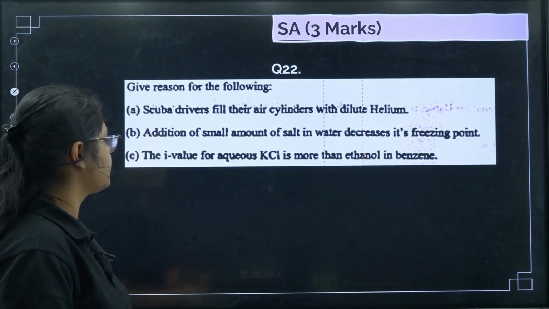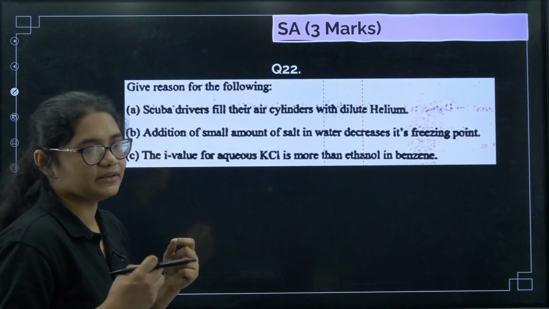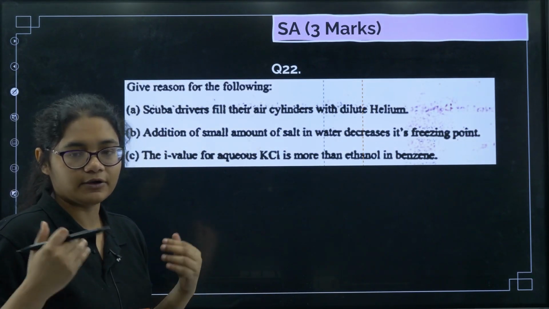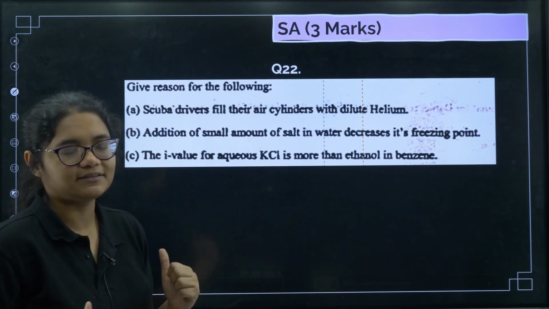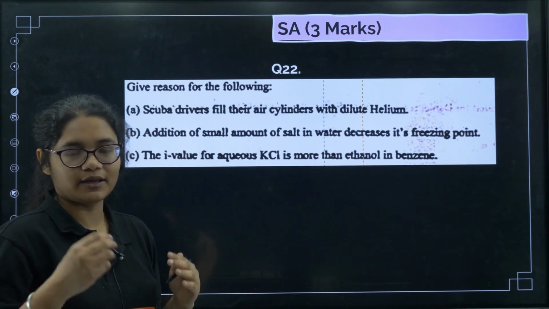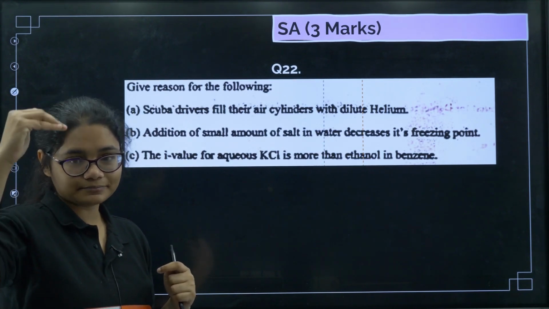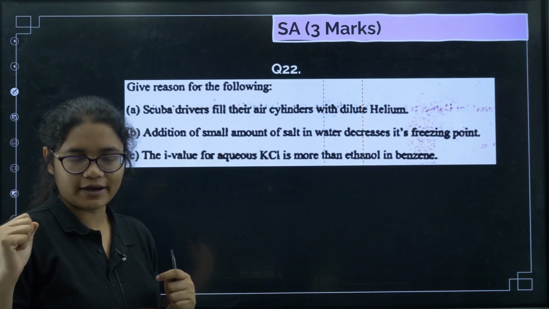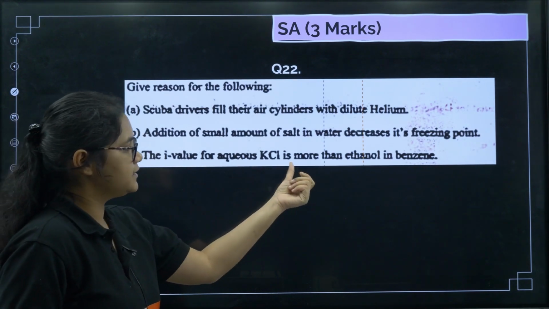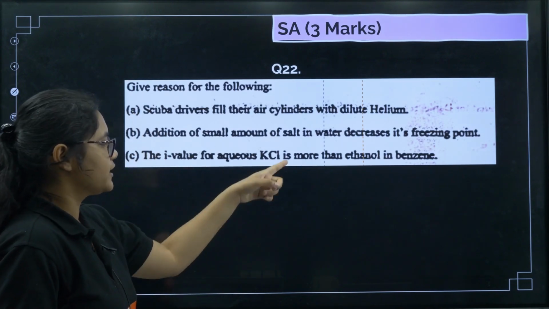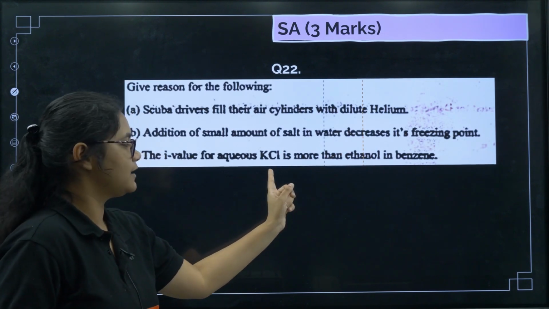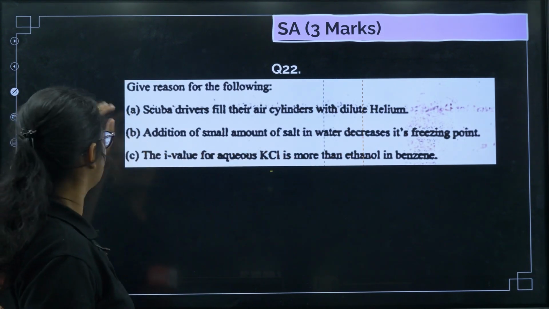Okay, here are some questions. Scuba divers fill their air cylinders with diluted helium. The reason we have already discussed: helium has less solubility in the blood, so that is why it can prevent bends. Next, addition of a small amount of salt to water decreases its freezing point. Yes, when you add a small amount of salt, the vapor pressure decreases, right? I'll explain in the graph, it will be more clear. The i value of KCl is more than that of ethanol in benzene. So KCl dissociates, whereas ethanol will not dissociate. So here the i value is 2, here the i value is 1. Okay, let us see the answer here.